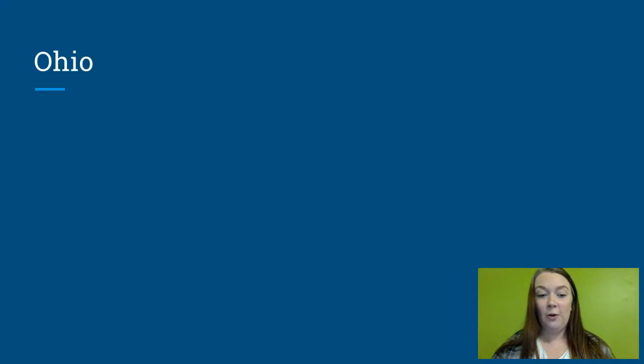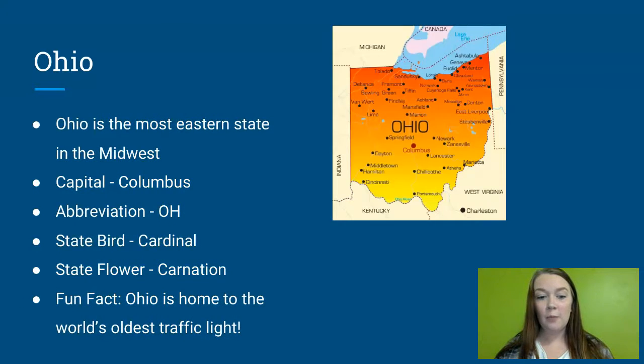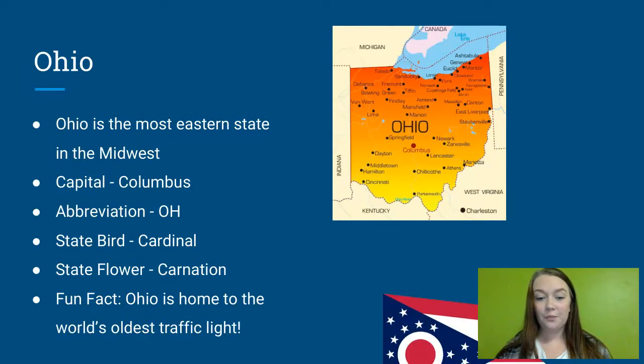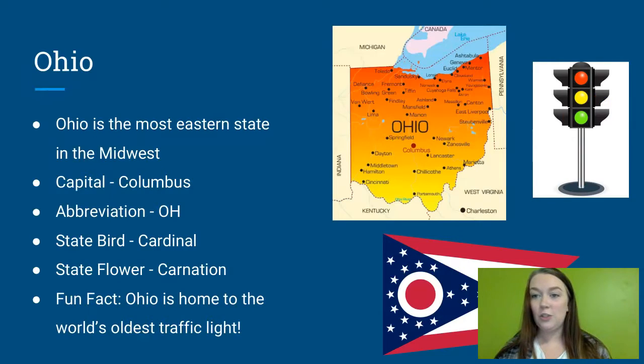Next, we have Ohio. Ohio is the most eastern state in the Midwest. The state capital is Columbus. The abbreviation is OH. The state bird is a cardinal. The state flower is a carnation. A fun fact about Ohio is that it is home to the world's oldest traffic light.